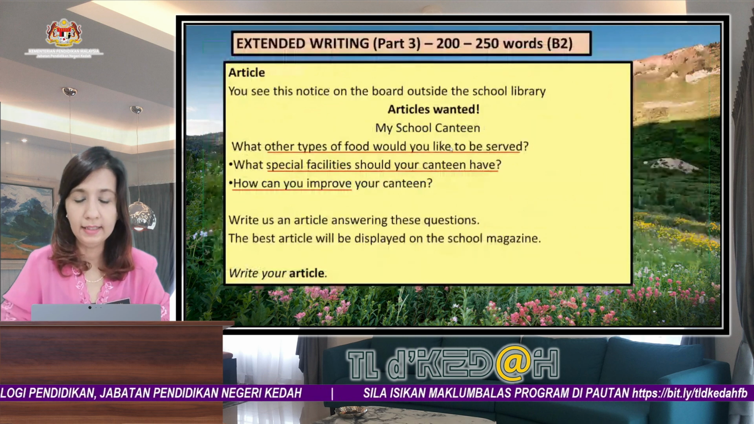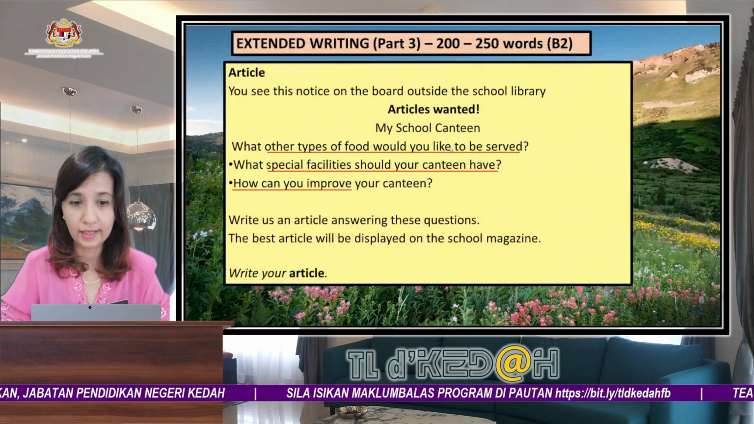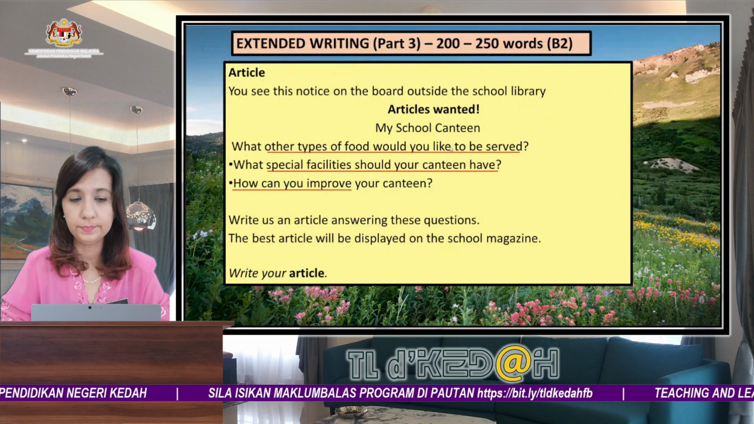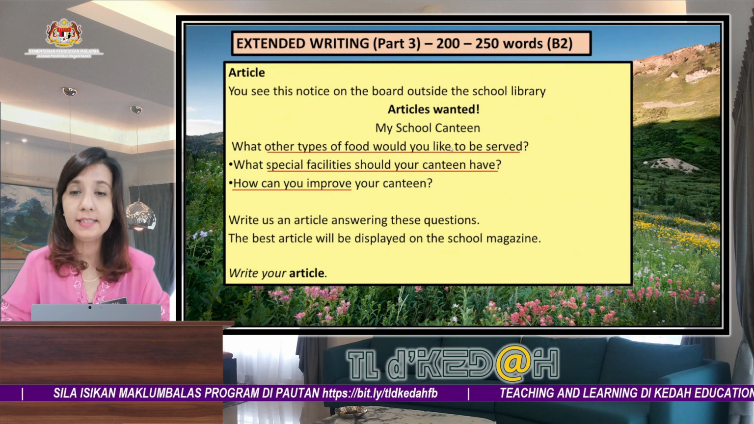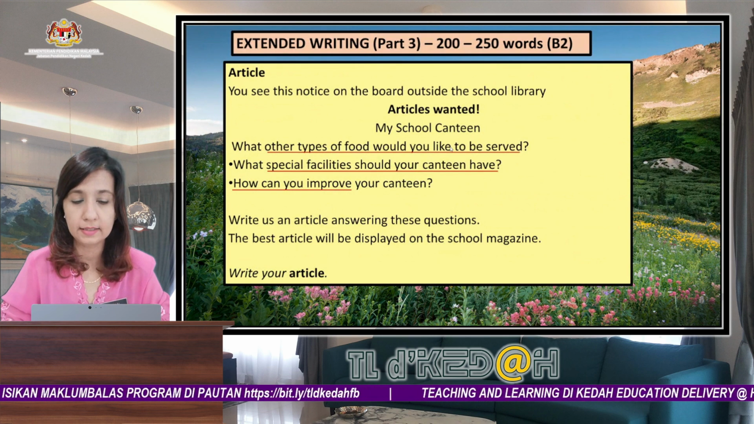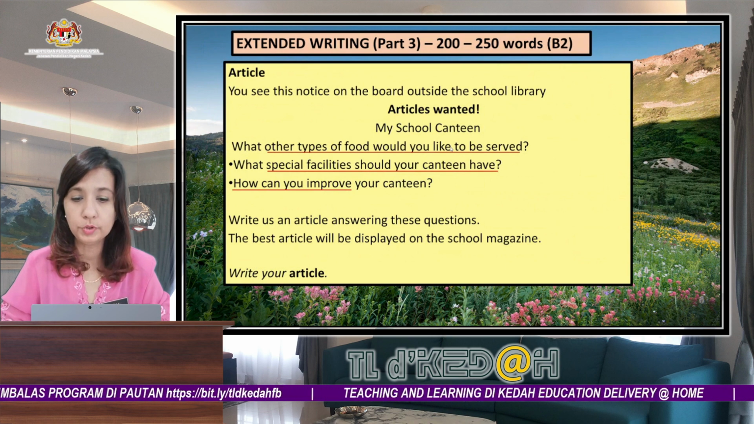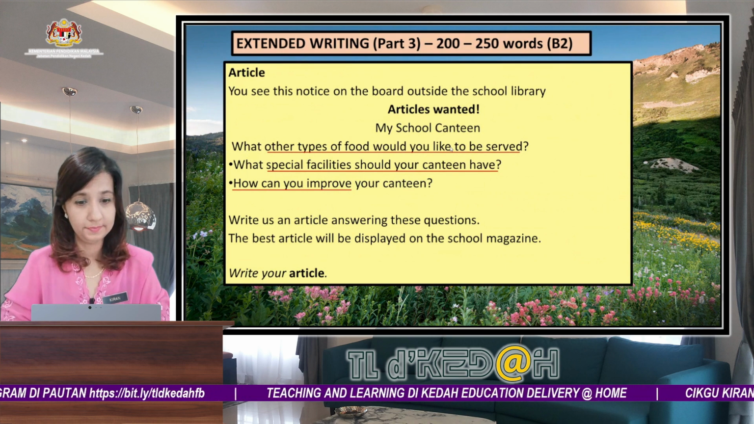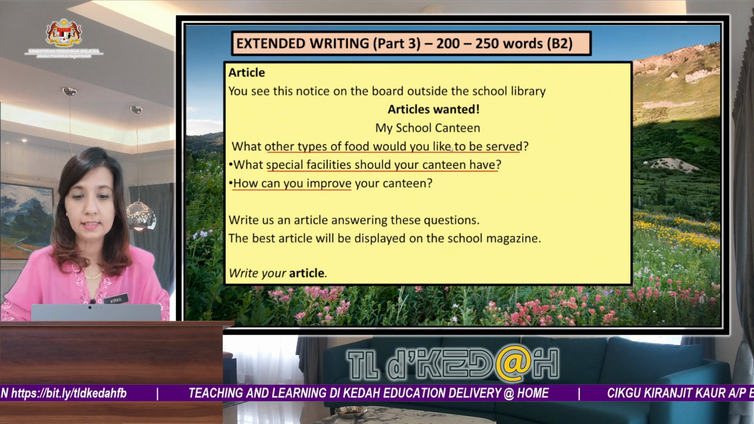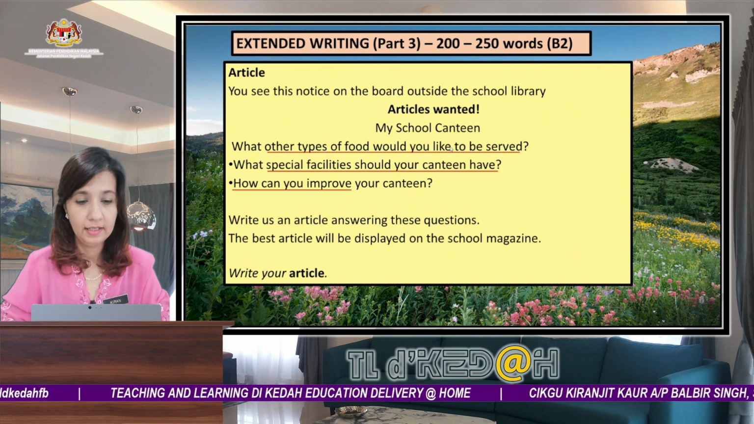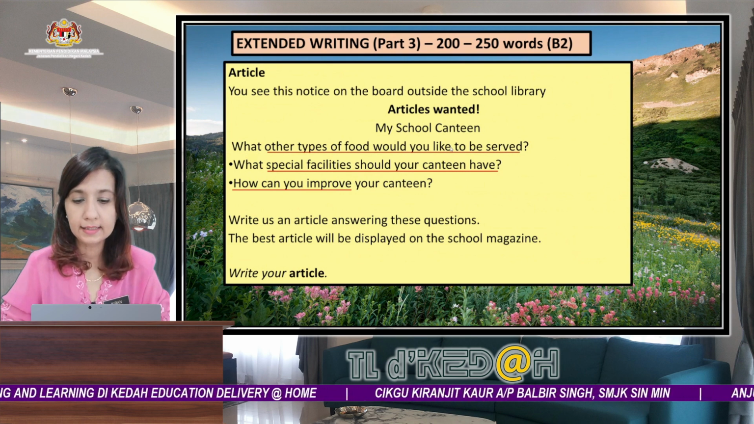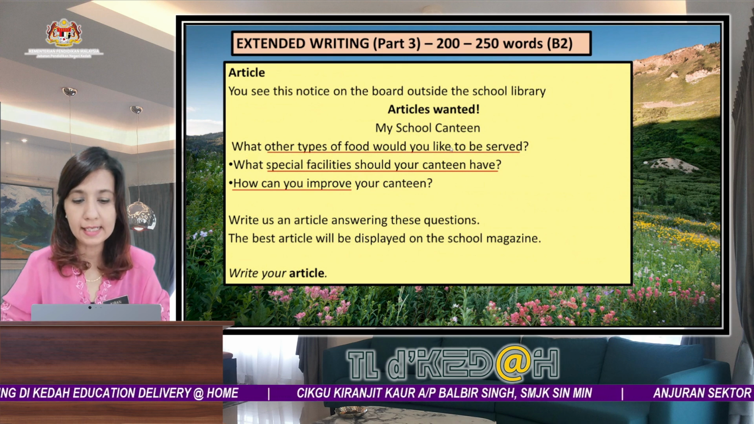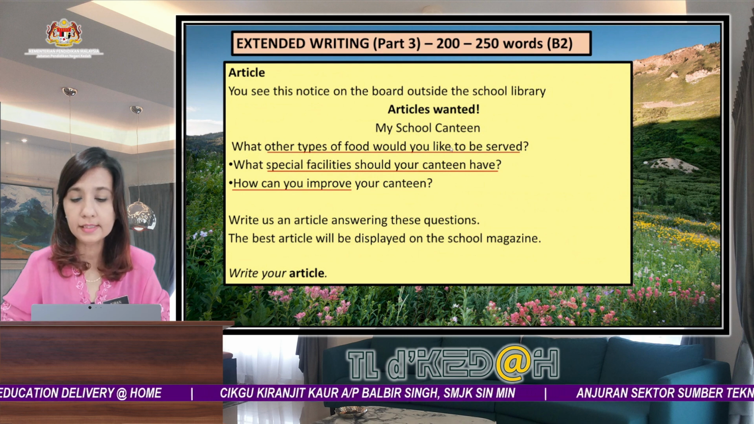Okay, let's look at this one example on article writing. Okay, you see this notice on a board outside the school library. "Articles wanted, my school canteen. What other types of food would you like to be served? What special facilities should your canteen have? How can you improve your canteen?" Okay, write us an article answering these questions. The best article will be displayed in the school magazine.